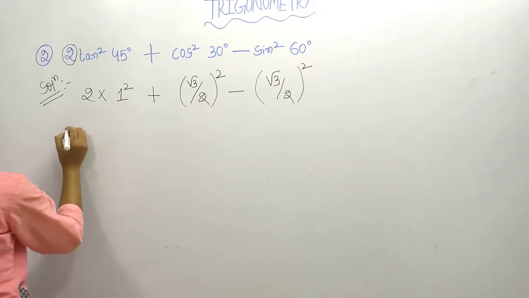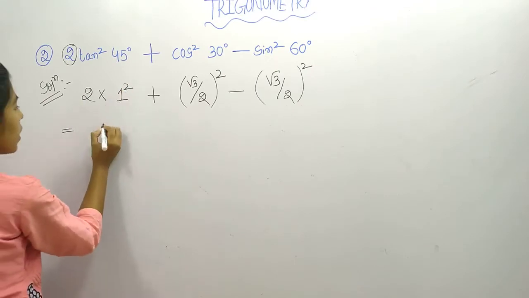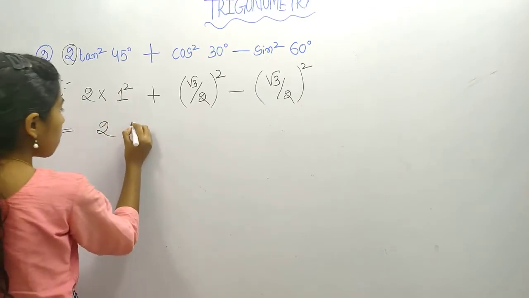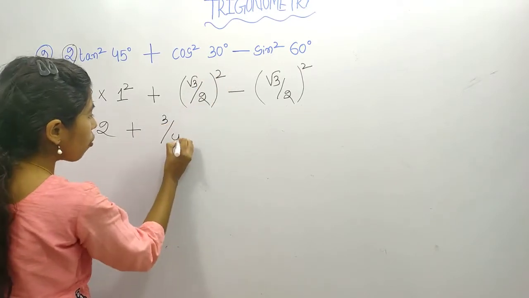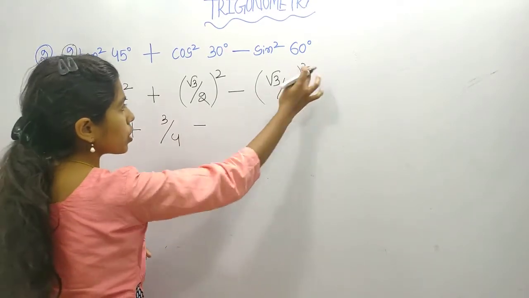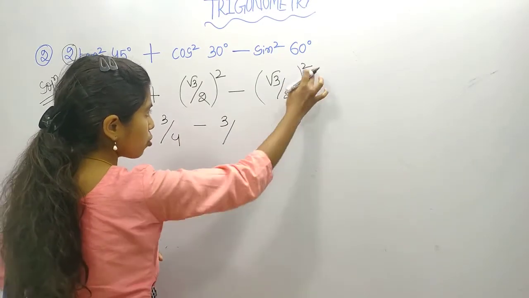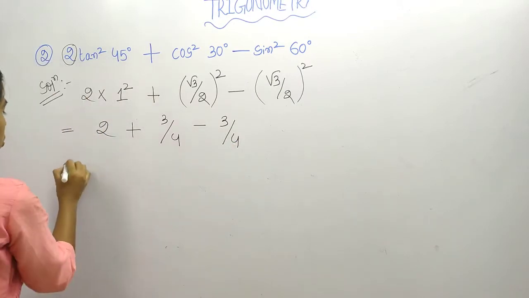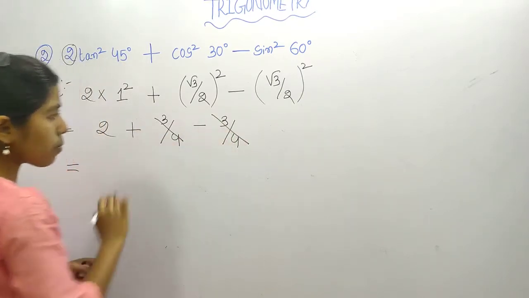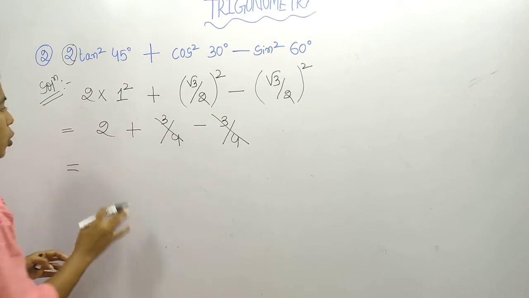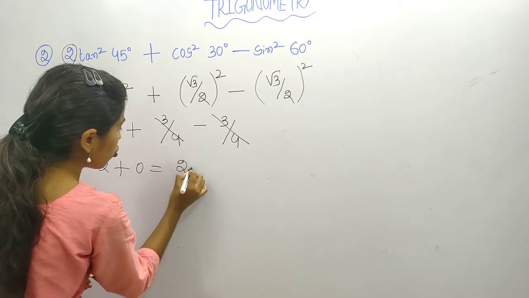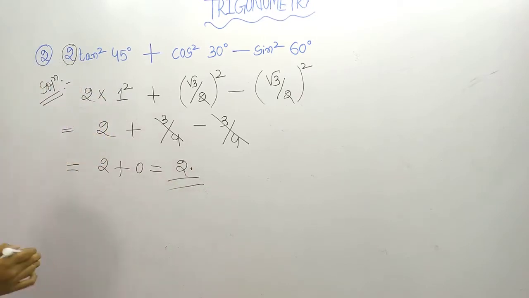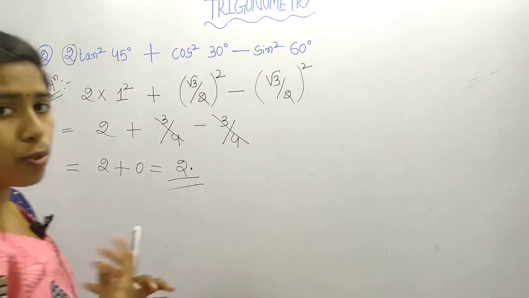So it will become 2 into 1 square, which means 2 into 1 is 2. Plus root 3 square is 3 divided by 2 square is 4. Minus root 3 square is 3 divided by 2 square is 4. Now plus 3 by 4 minus 3 by 4, plus and minus will cancel each other. So what remains is 2 plus 0 equals 2. Okay, so this is the answer. Now we will move to the next question.